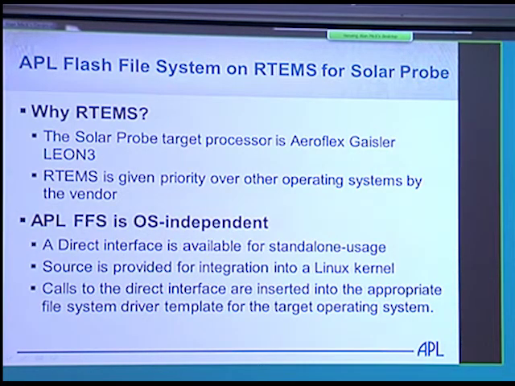So the APL flash file system is operating system independent. It has a direct interface, which was inherited from the open source. It's not terribly innovative on our part. It has a direct interface so that you can use it in a bare C kind of operating environment. Source is provided for integration into the Linux kernel because it comes out of the Linux lineage. So you can make calls to the direct interface and just plug them into the file system driver template for the target operating system.